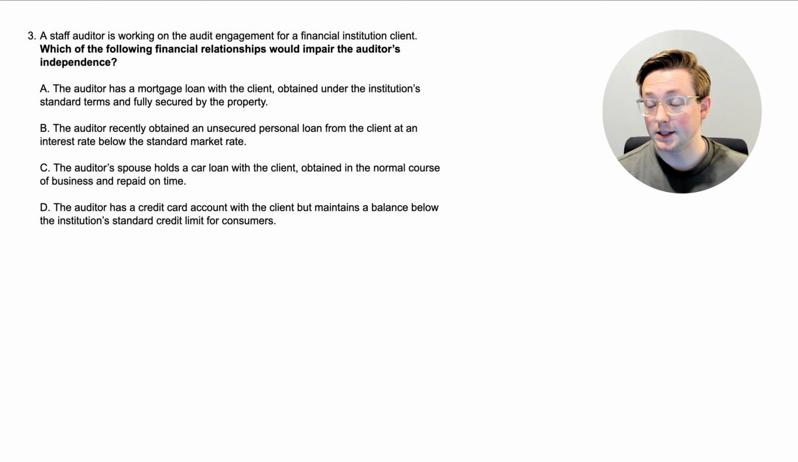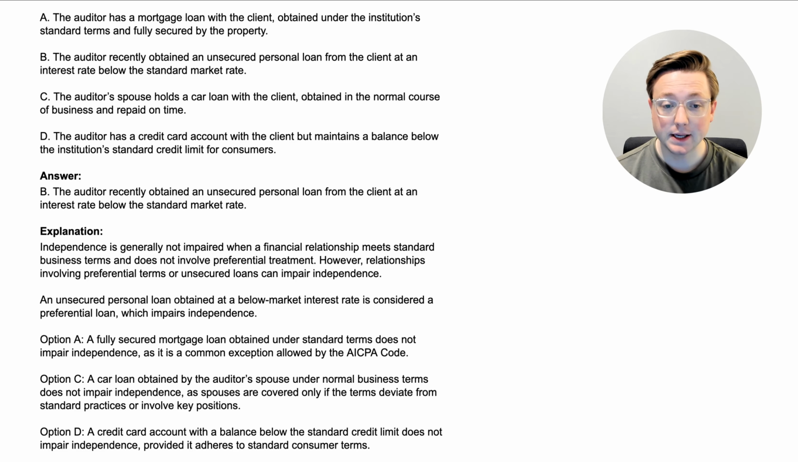So again, based off what we've learned so far, I bet you could figure out which one of these is the one that would impair the auditor's independence. So pause the video, think about this, and when you're ready, come back. We will look at the answer together. All right, here we are. The answer is B. The auditor recently obtained an unsecured personal loan from the client at an interest rate below the standard market rate. That is something that would impair independence.